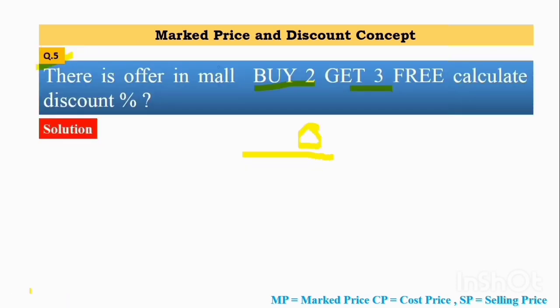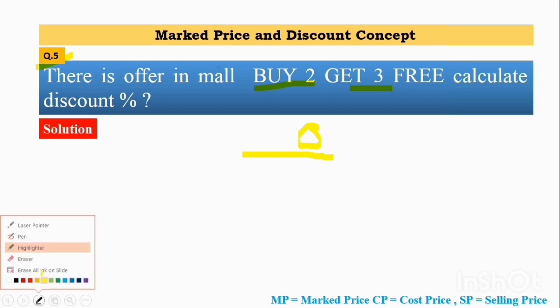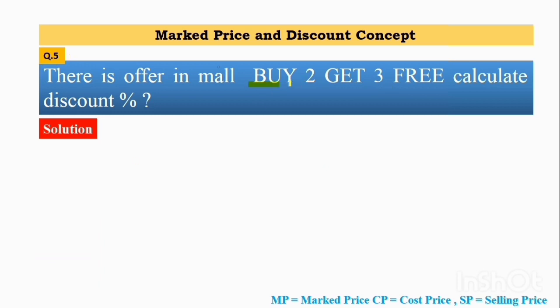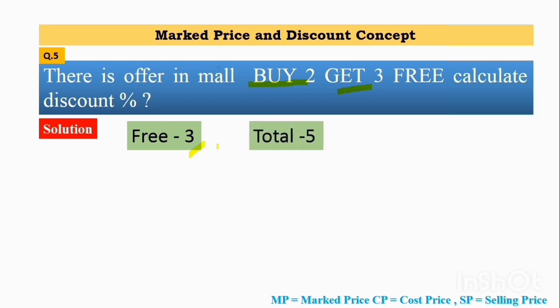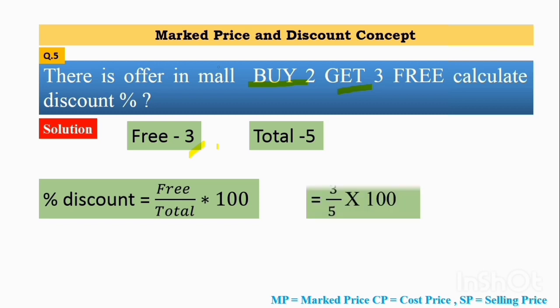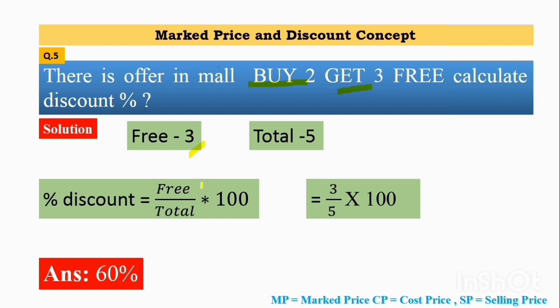So we will look at the fifth and last problem in this video. There is an offer in the mall: buy 2 get 3 free. Calculate the discount percentage. Whenever I purchase 2 articles, I get 3 articles free. Good offer. Firstly, the free articles I get are 3, and the total articles is 5. Simply I put the values: free upon total into 100, that is 3 upon 5 into 100, and I get the answer: the discount percentage is 60%.